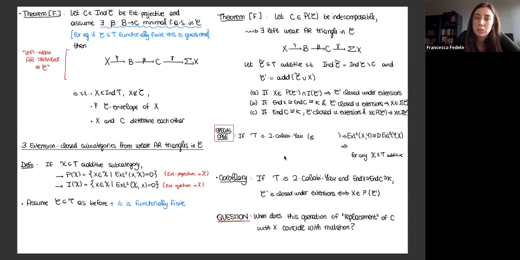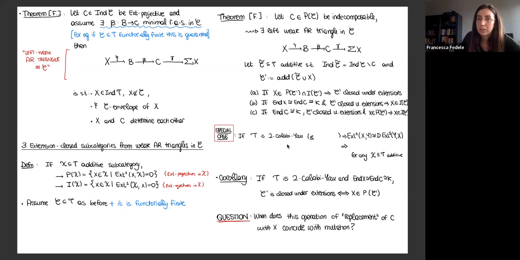So let's look at a special case where everything becomes a bit nicer to look at. So let's now assume that T is 2-Calabi-Yau. And 2-Calabi-Yau means that not only do you have a Serre functor S, but you actually know that the Serre functor is Sigma squared.